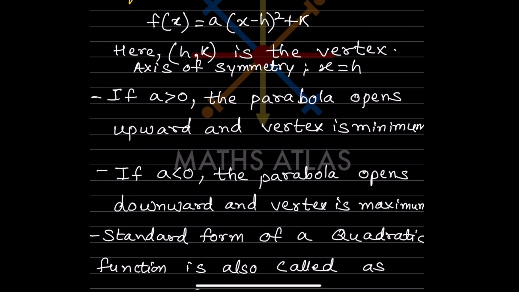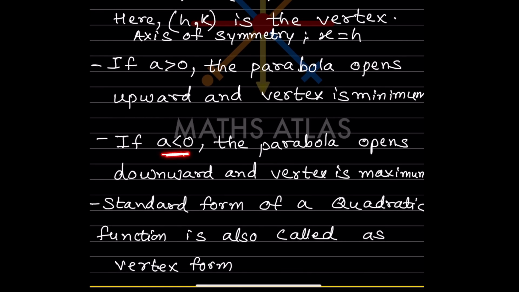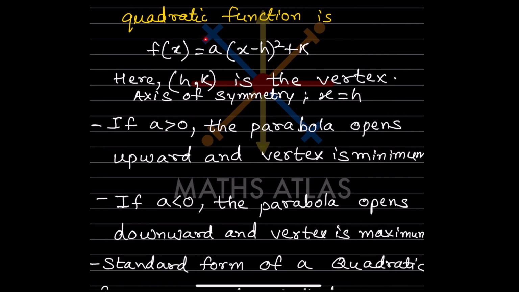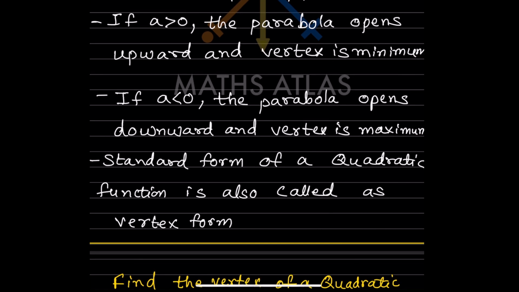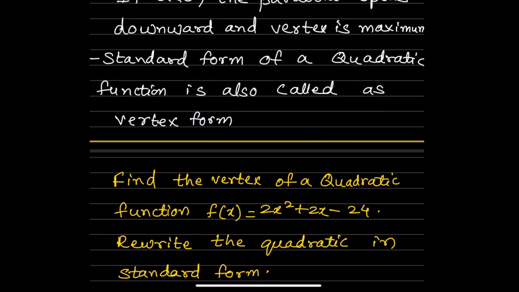Now one more point you have to remember over here. Whenever this a is greater than 0, the parabola always opens upward and vertex is minimum. And if a is less than 0, means it can be like -1 over here, negative somewhere, so that will be the parabola opens downward and vertex is maximum. Here this will be minimum and this will be maximum vertex. And the standard form of a quadratic function is also called the vertex form. So these points you have to remember over here.